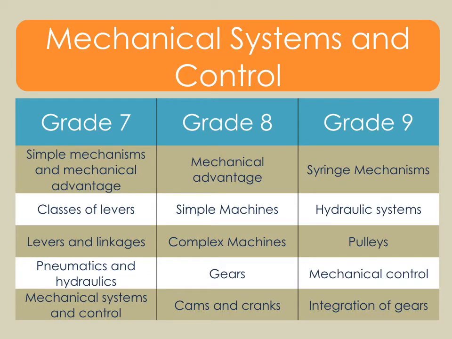When we look at mechanical systems and control, you'll see there's also a development of information and skills from grade 7 to grade 8 to grade 9. With grade 7 starting with the very simple mechanisms. They look at levers, they look at the basic mechanical systems and controls. Grade 8, they move to mechanical advantages, simple machines, complex machines, gears. And then in grade 9, it's more the systems, hydraulic systems, syringe mechanisms, pulleys. So you'll see it develops the interest as well. So the learners should not get bored from one year to the next. In technology, they try and prevent that the learners do the same thing one year after the next.